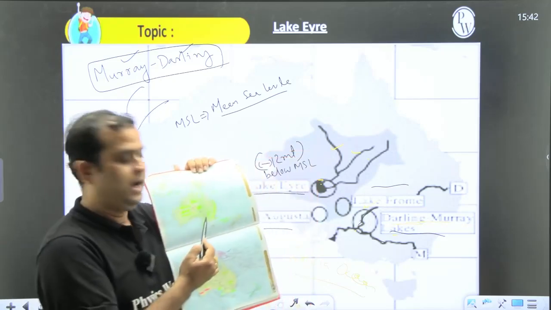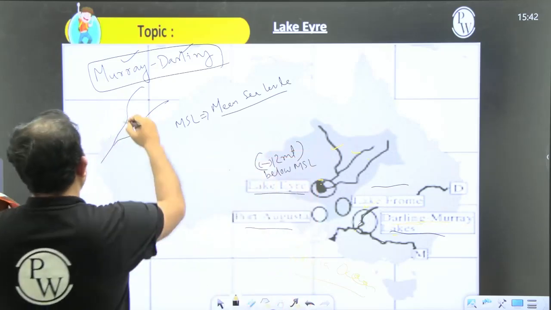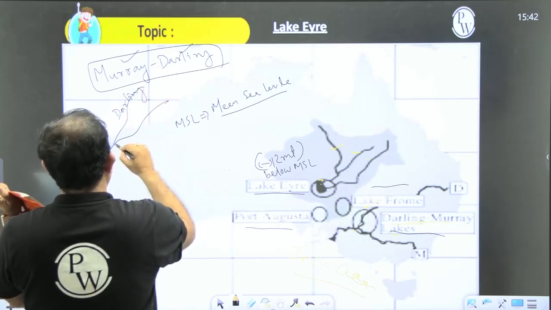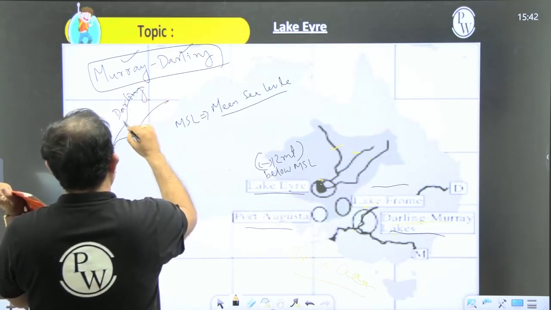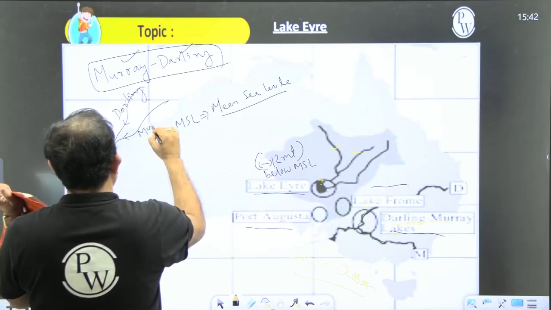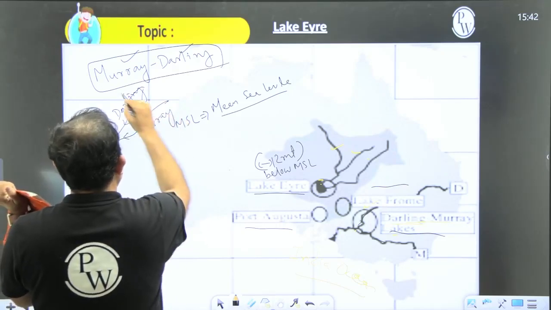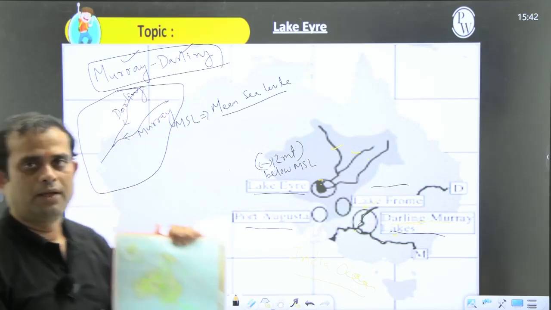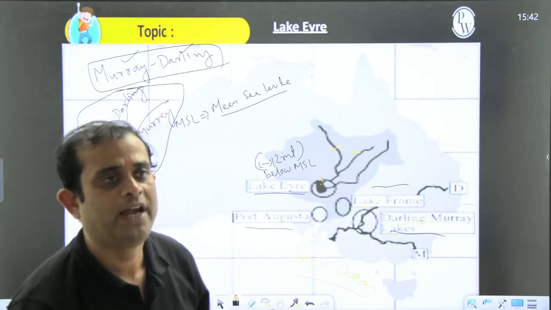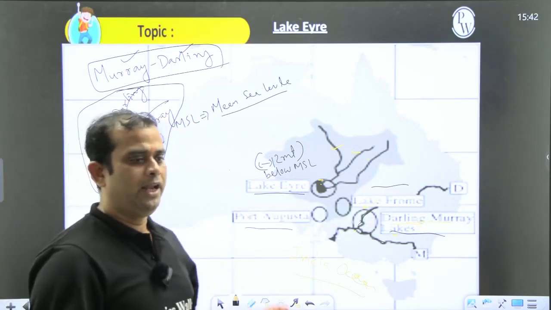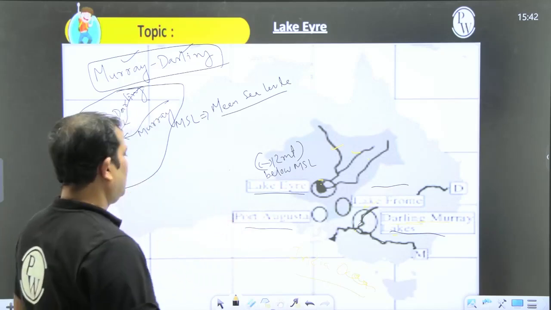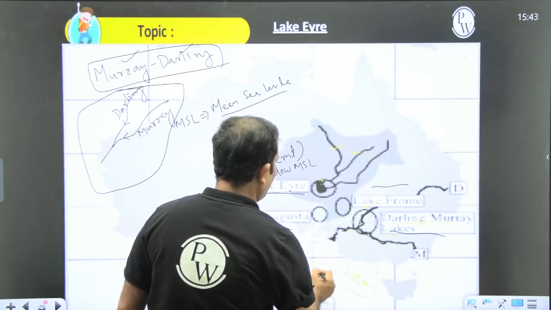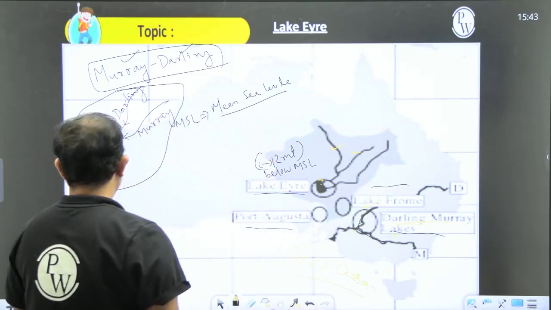Darling is in the north and Murray is in the south. This is your Darling and this is your Murray. Flow is like this. So the entire drainage is your Murray-Darling basin. You can see here, this is your Darling and Murray, and they drain into the sea.